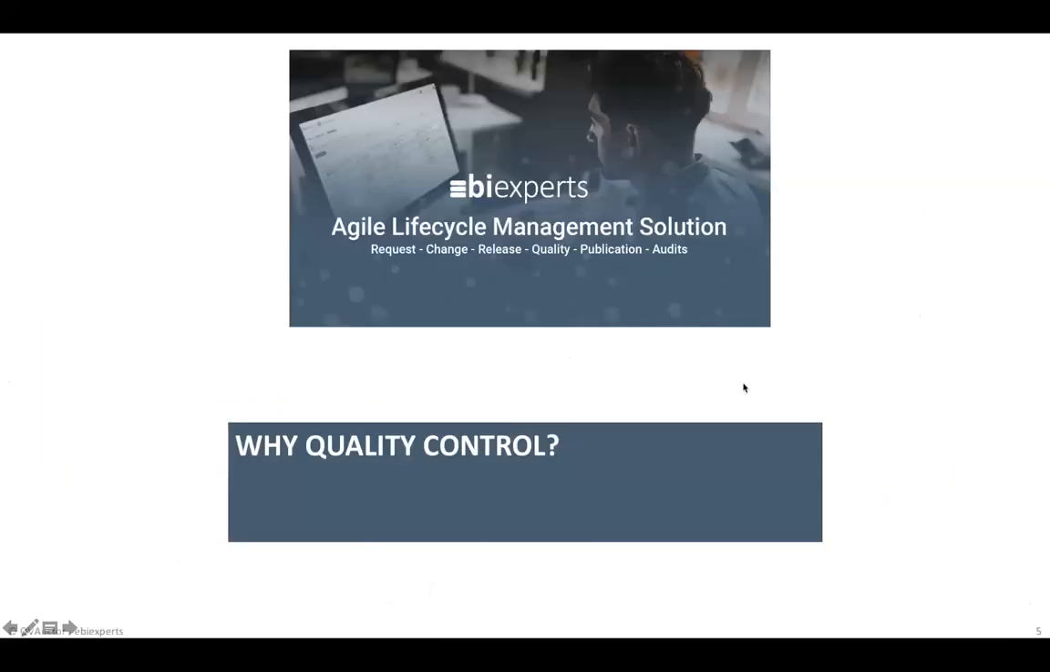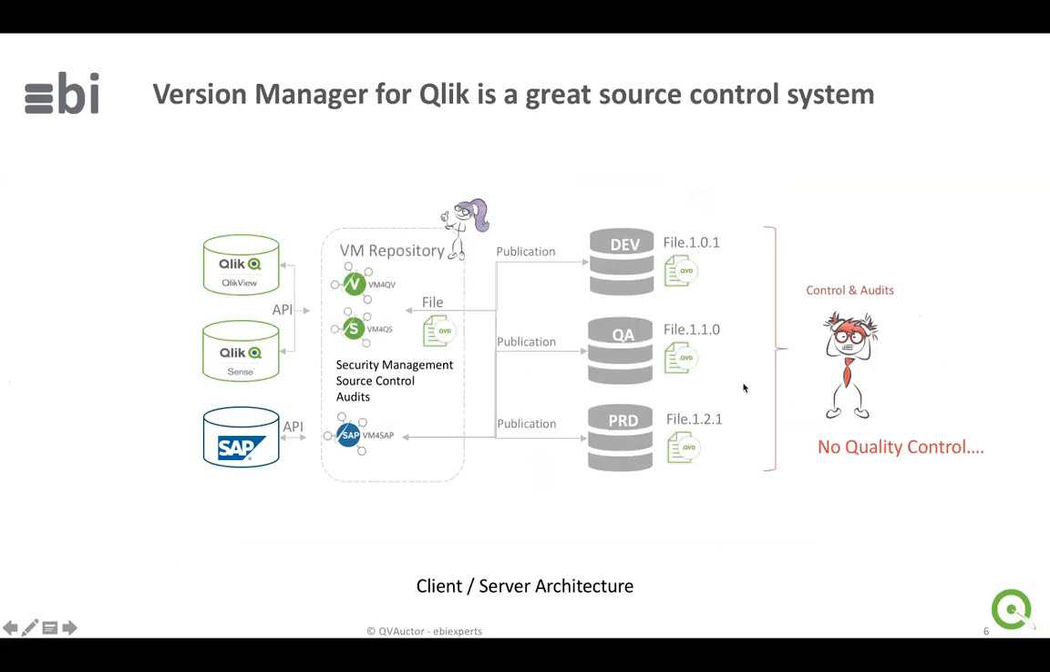So the question is, why quality control? In Version Manager, we had a really good, actually a great source control product. It connects through the API to your different vendor products, and we had really good security, source control, and audit capability in there, and the publication management and the version management. That's really good. But at the same time, we did not have any good quality control. So we still had admin users having really big challenges within their different environments, and quality problems within those environments.